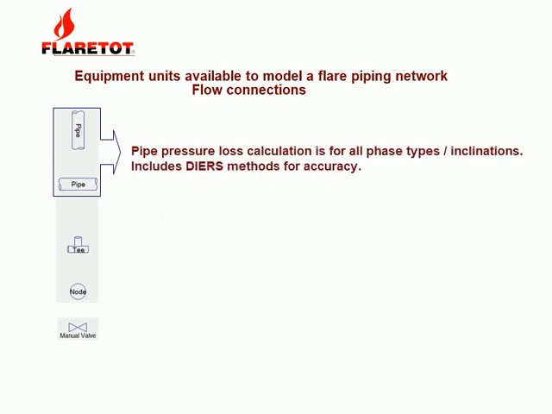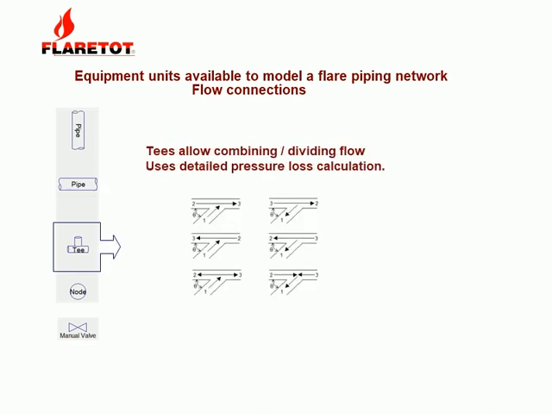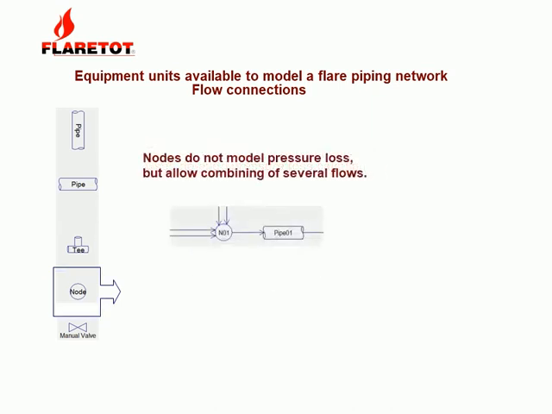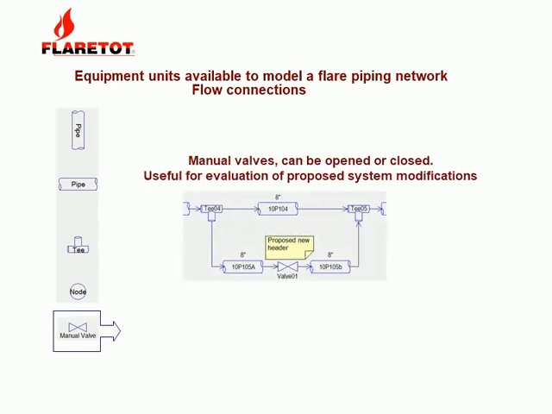The pipe pressure loss calculations allow for all phase types and pipe inclinations, and include the Dyer's method for accuracy. Tees, aside from calculating detailed pressure loss, provide a means to combine and divide flow. Nodes do not model pressure loss, but allow a combining of several flows. Manual valves can be opened or closed for all cases. These are useful for evaluation of proposed system modifications.